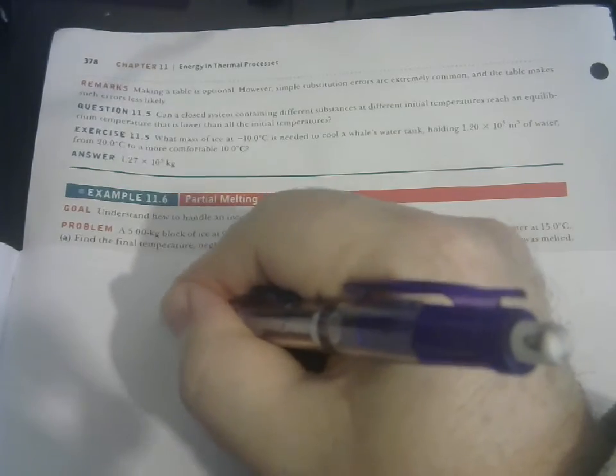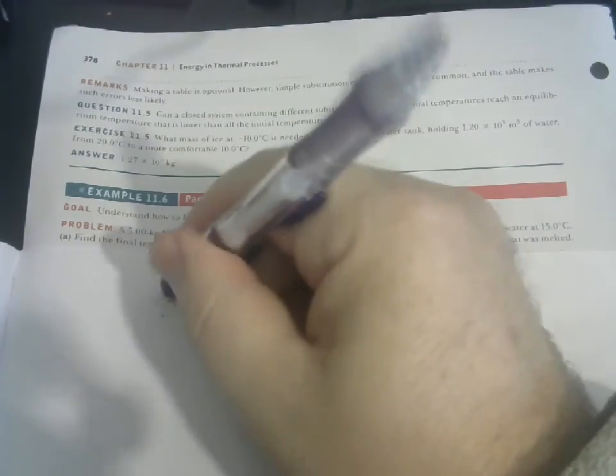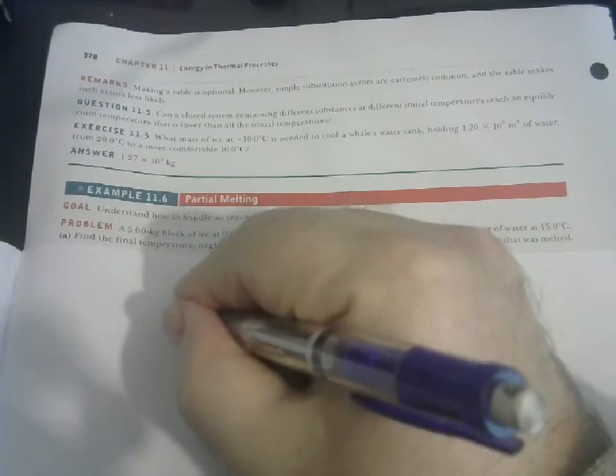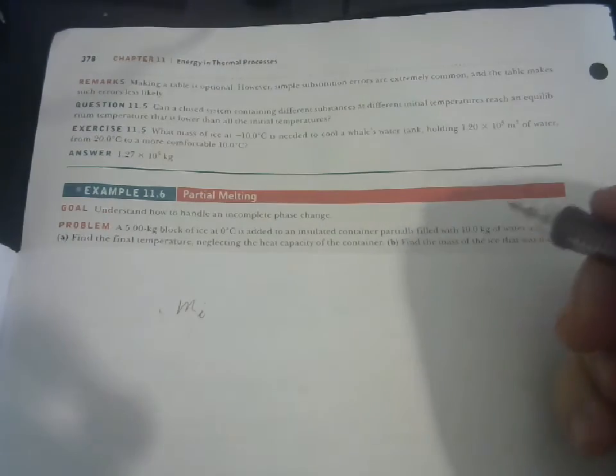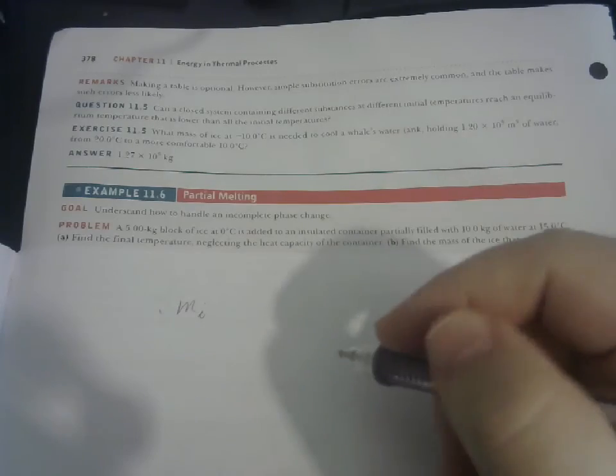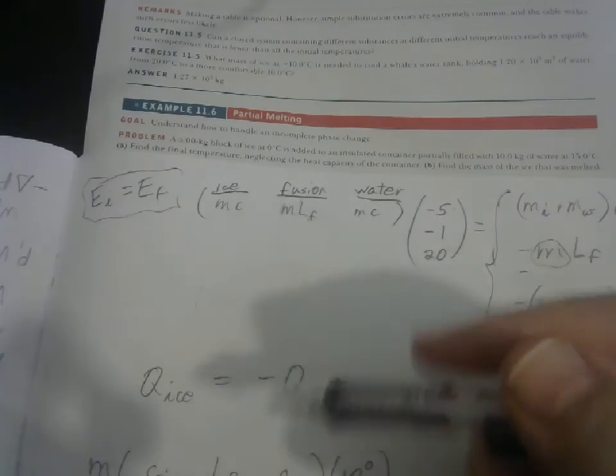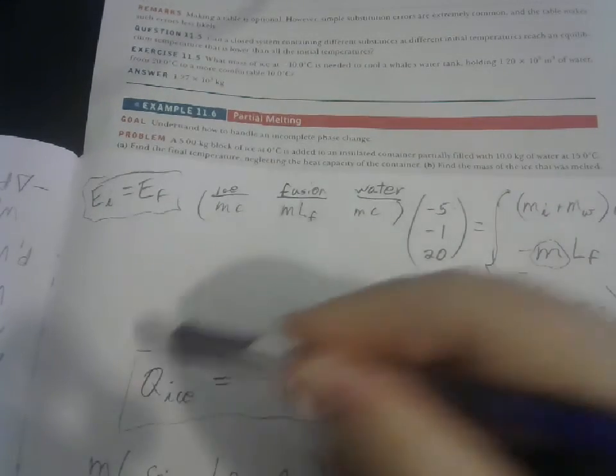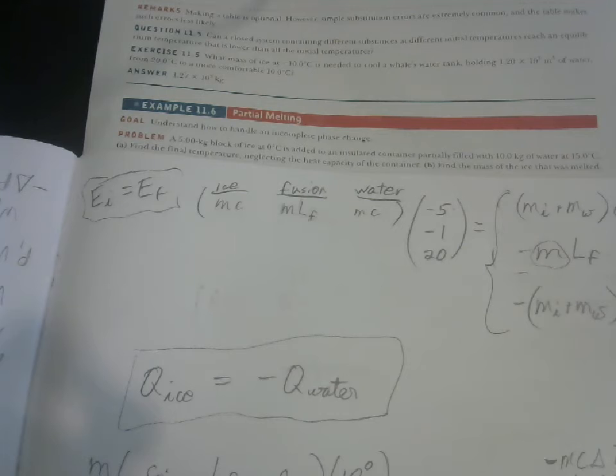So now let's go ahead and look at example 11.6. We have a 5 kilogram block of ice. Let me actually write this as mass of ice at 0 degrees Celsius. So if I'm going to choose right now, we are looking for the mass of the ice that was melted. So we could really do this with either of the two formulas. Nothing's preventing us from doing either one.